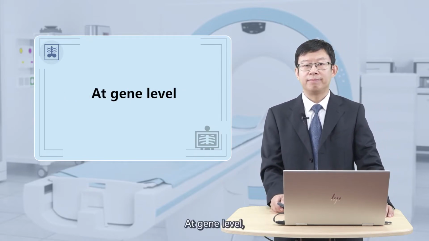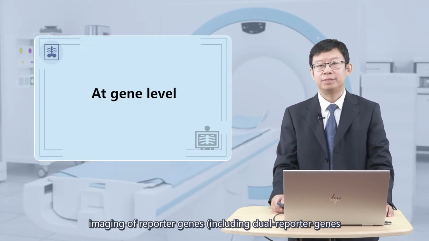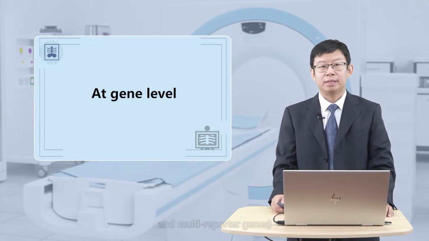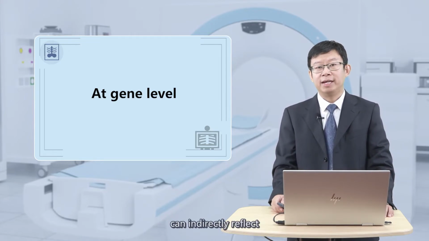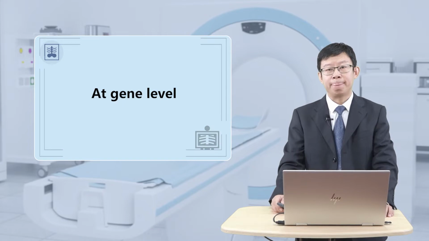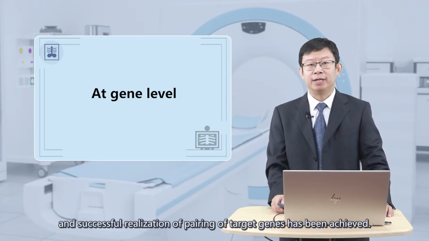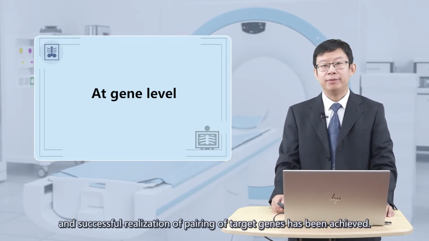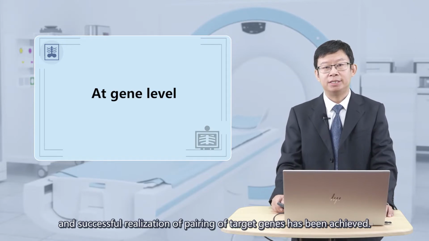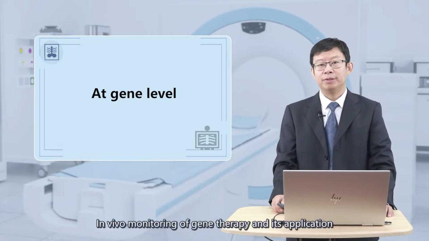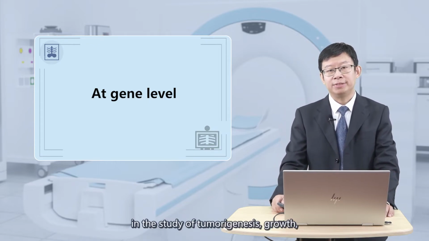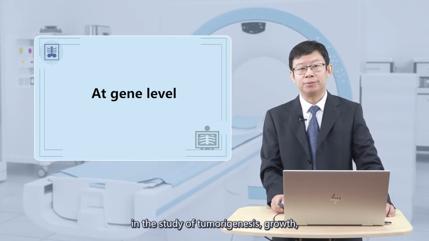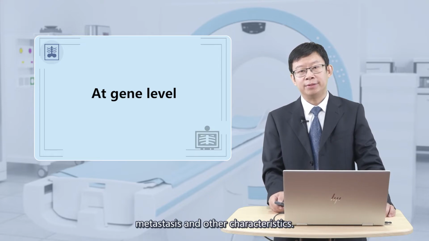At the gene level, imaging of the reporter gene can indirectly reflect the expression of the target gene, and successful imaging of the target genes has been achieved. It allows in vivo monitoring of gene therapy and its application in the study of tumor genesis, growth, metastasis, and other characteristics.